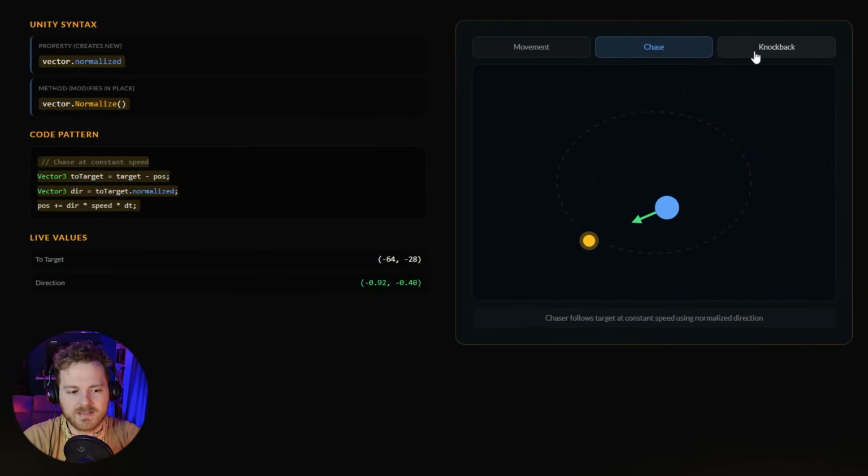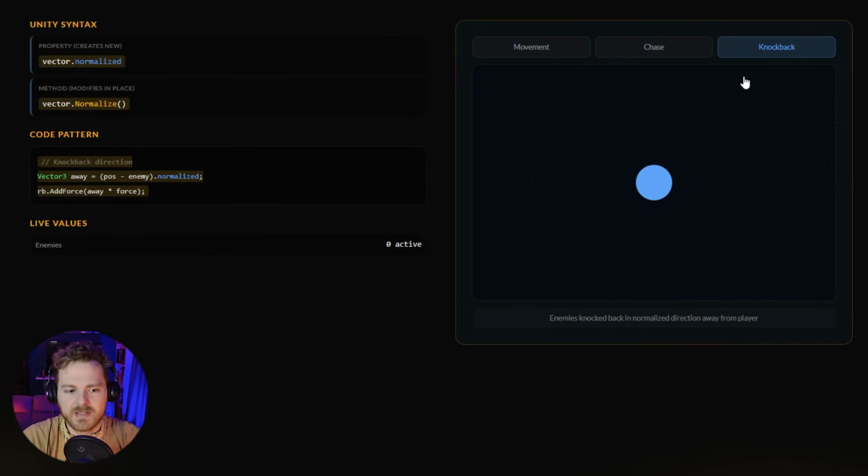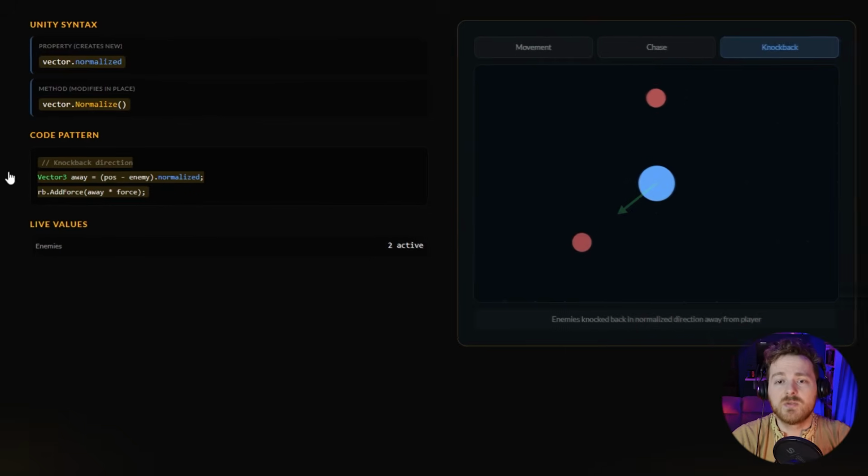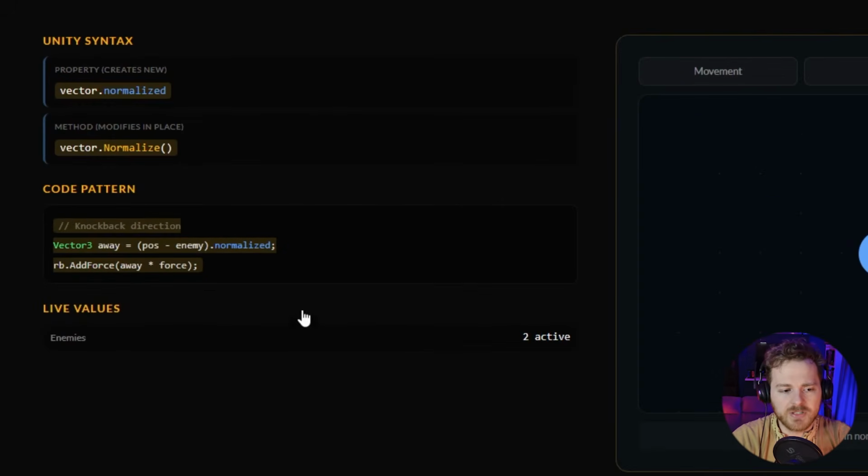And then the third example we have here is the knockback. When an enemy touches the player, you see he's knocked back a certain distance or with a certain force. What's happening here is that for the direction a normalized vector is used, and then it is multiplied by force. If you're wondering what I'm talking about, over here on the left there are small snippets of code which you can look at, and this will probably make it a little bit clearer.